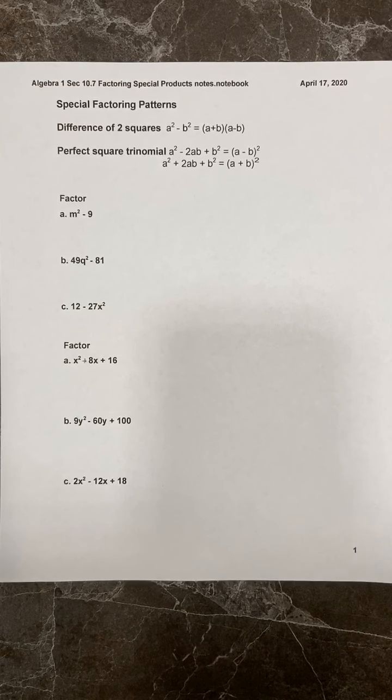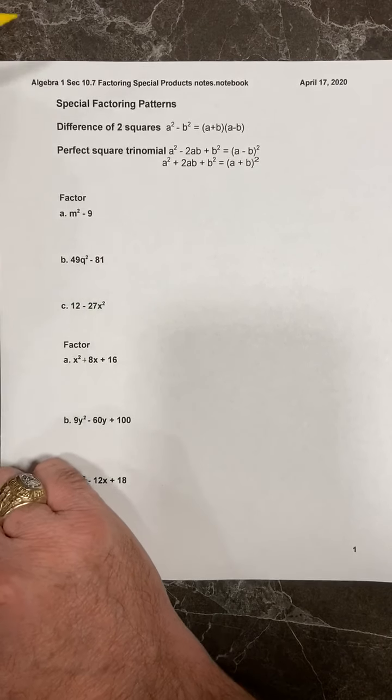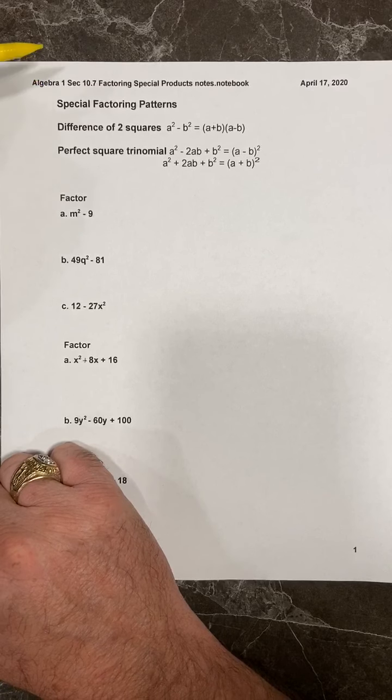All right, here we go, section 10.7, factoring special products. The special factoring patterns that we can use here are the difference of two squares and the perfect square trinomials, which goes back to when we were multiplying binomials and we could do a sum and difference or square a binomial. So we're just doing the reverse of those two operations.